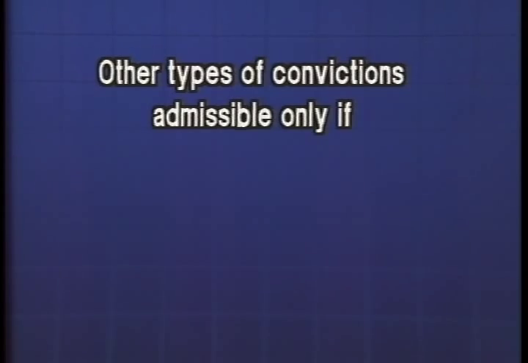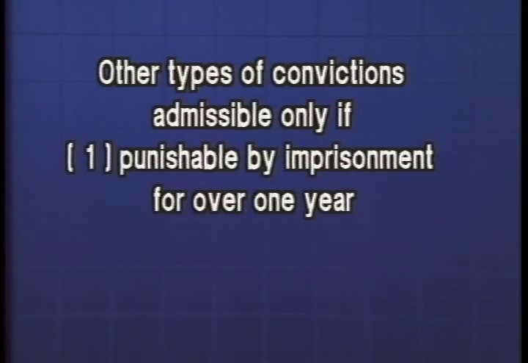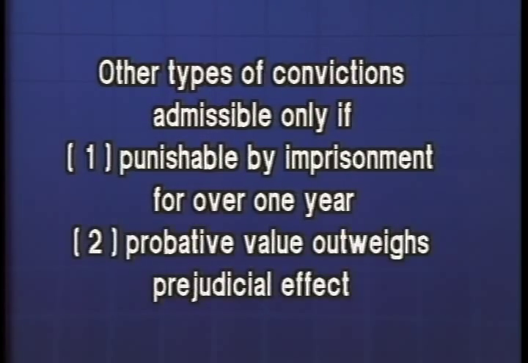Where you do not have a conviction that you classify as one involving dishonesty or false statement, the prior conviction must have been punishable by imprisonment for over one year, and more importantly, you must first determine that the probative value of admitting the prior conviction outweighs the unfair prejudicial effect on the defendant. You have to make that determination before you can receive the prior conviction which does not involve dishonesty or false statement. In some circuits, if not in all circuits, and I suggest it probably is true in all circuits, this determination must be an on-the-record determination.